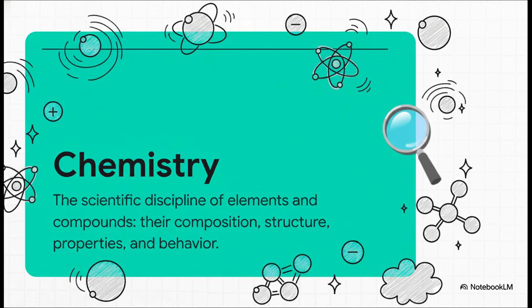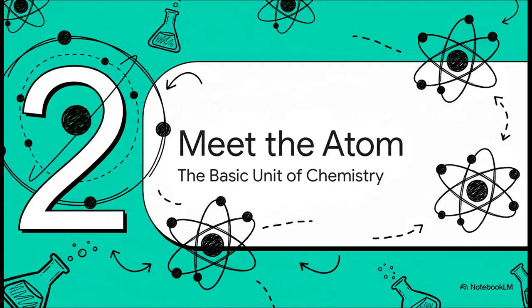It's the science that looks at the most basic ingredients, atoms, molecules, and asks, okay, what are they like? How are they put together? And what in the world happens when you mix them up? It's basically the rule book for all matter. Now, if we want to understand that rule book, we have to start with the most fundamental character in this whole story, the one thing that everything else is built from. So, let's meet the atom.